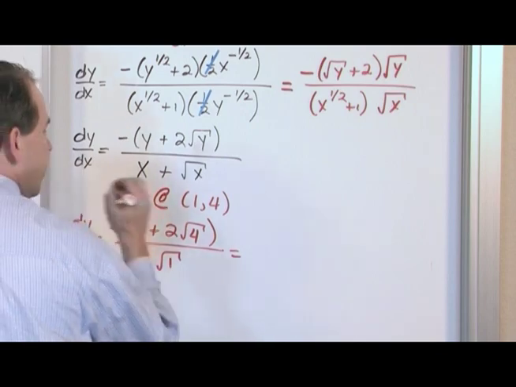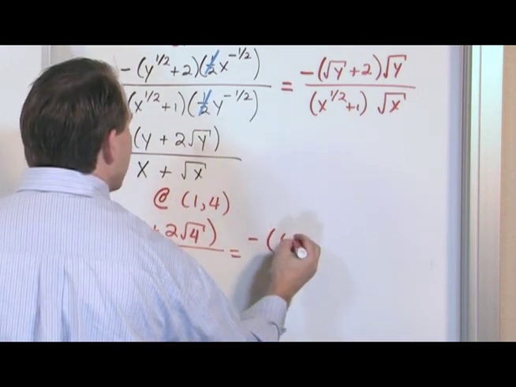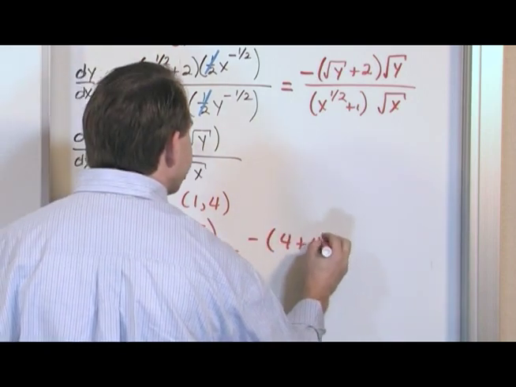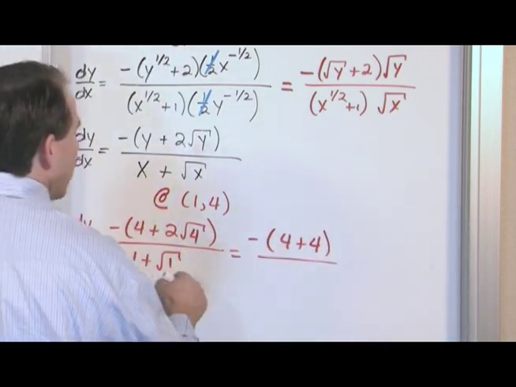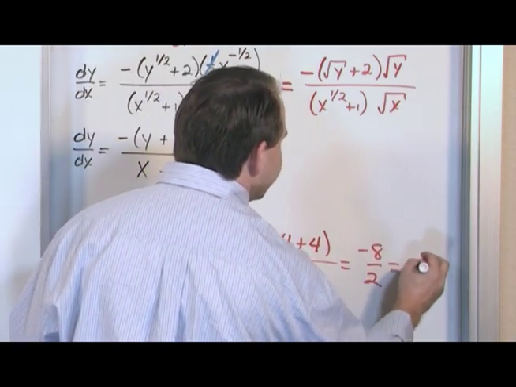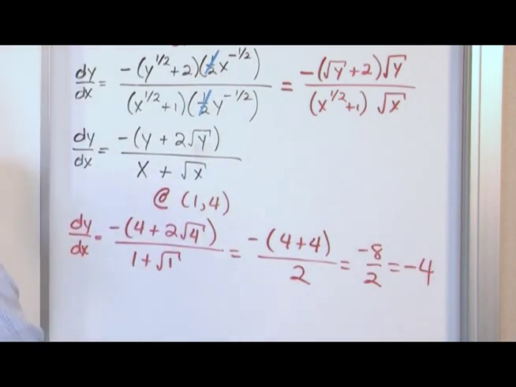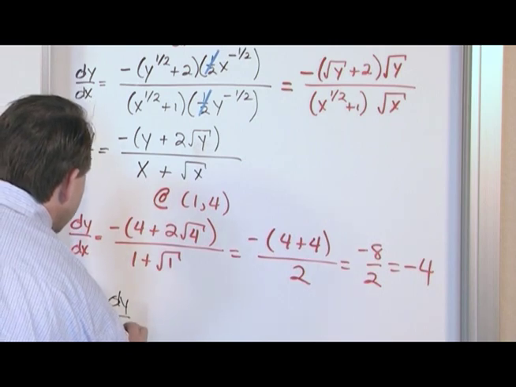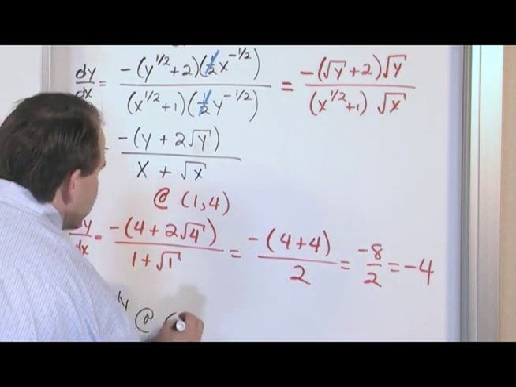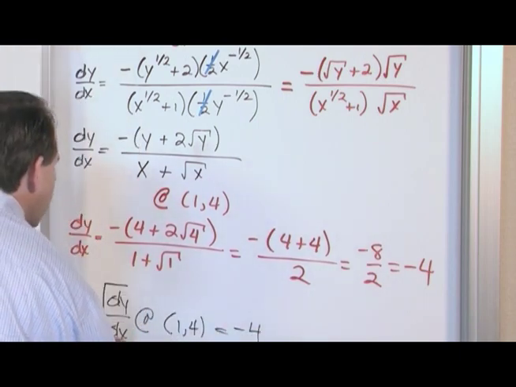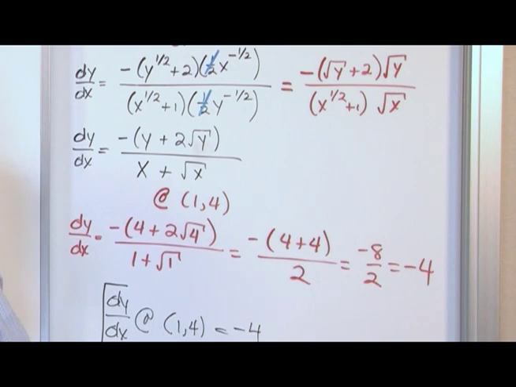And so over here on the top, you'll have negative 4 plus, this is going to give you a 2. Square root of 4 is 2. 2 times 2 is 4. So let's just write it as a 4. On the bottom, you have 1 plus 1, which will give you 2. So on the top, you have negative 8 over 2, which is negative 4. So the way you would write this in total is that dy/dx at the point 1 comma 4 is equal to negative 4. So again, it's a negative slope, so it's sloping in the same exact direction as the last problem. It's quite a large slope, though.